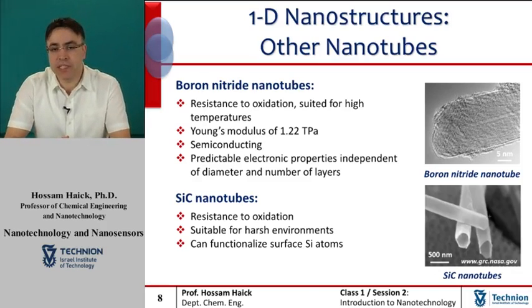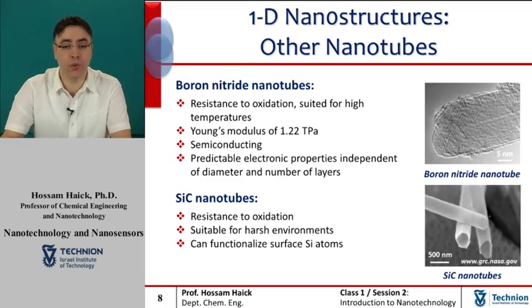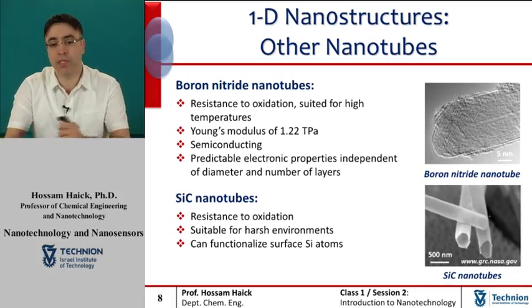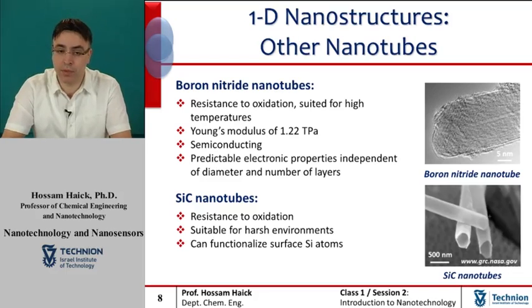Two representative examples of inorganic nanotubes, as can be seen on the slide, include boron nitride nanotubes. This material has a high resistance to oxidation, suited for high temperature. It also has a Young's modulus of 1.22 terapascal. It also behaves as a semiconducting material, and of course, the electronic properties of this material are predictable.